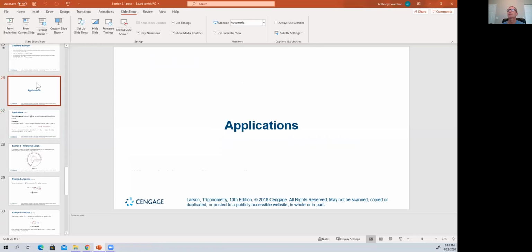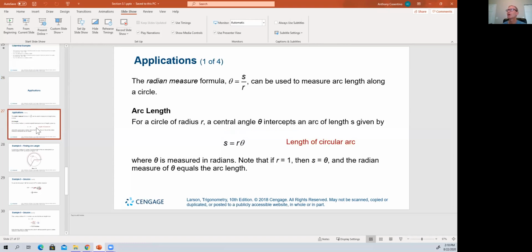Hello again, class. We're going to finish section 3.1 now, talk about the last part of this section, which deals with applications. And so we're going to start here in the application section. And there's a few of them that we'll walk through.